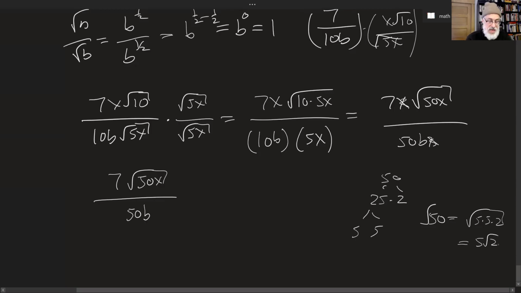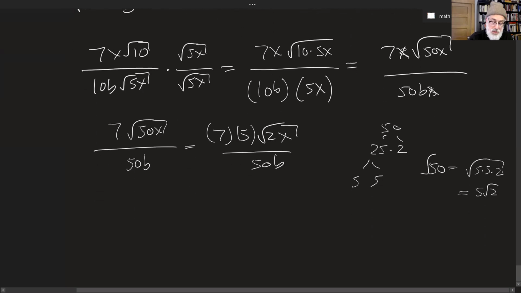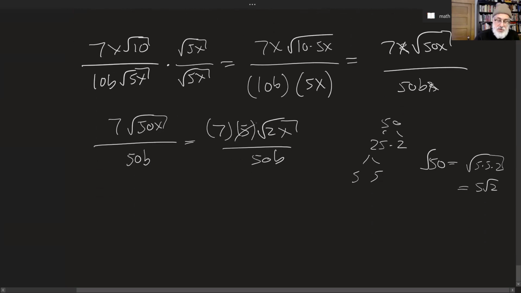And we have to leave the x, so this becomes 7 times 5 square root of 2x divided by 50b. Now this 5 goes away, this becomes 10, so we have 7/10 square root of 2x over b. So 7 times the square root of 2x over 10b.